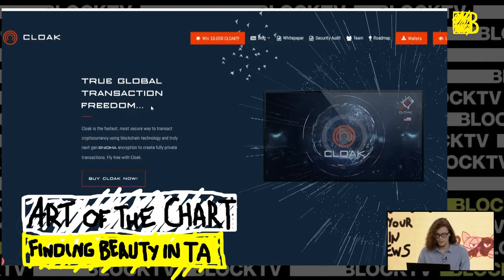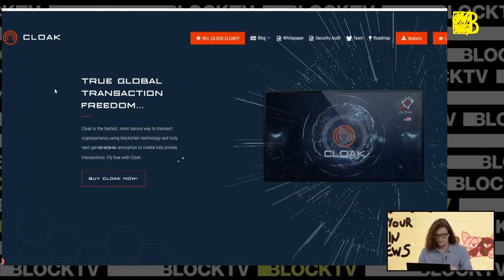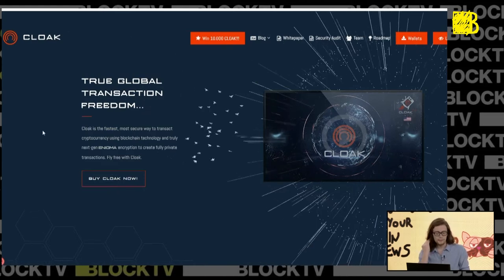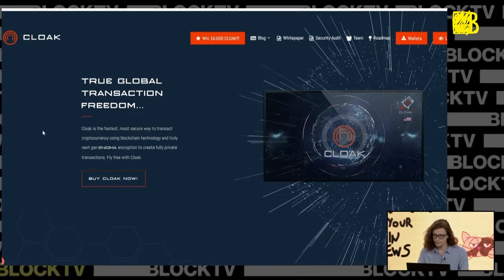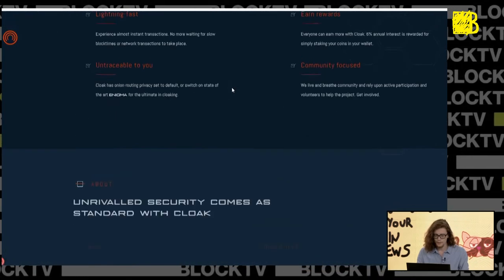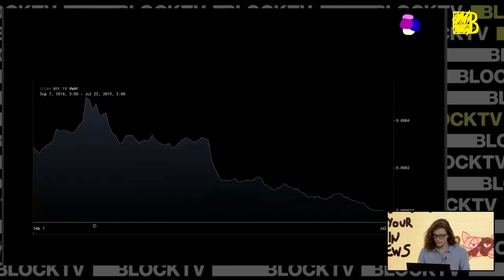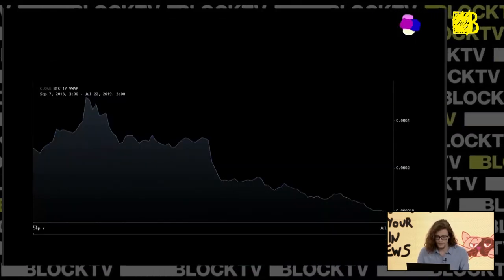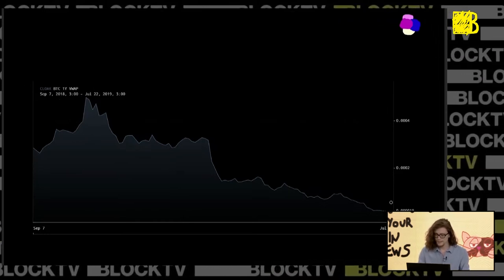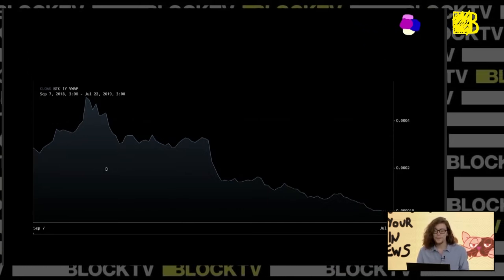So I found this cryptocurrency. It's called CloakCoin. Found it on CryptoWatch, and it turns out that these guys have found the true global transaction freedom, which is something that I believe is unique to them, and they're the only ones who have done it, so I'm very impressed with them. I don't really know anything about the coin. I don't really care about it, but what I do care about is the wonderful chart that I found from them on CryptoWatch, and this is from September 7th, must have been, 2018, and all the way till July 22nd, 2019, and after that, there's been no development in their charts, so maybe they're defunct.